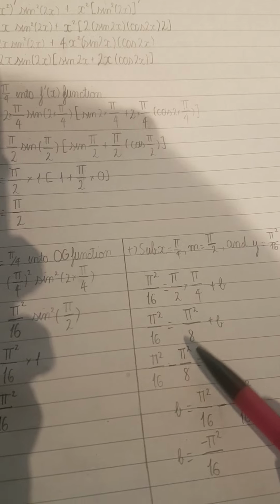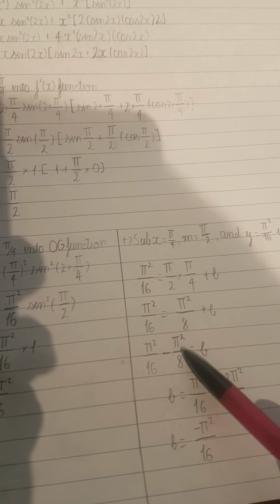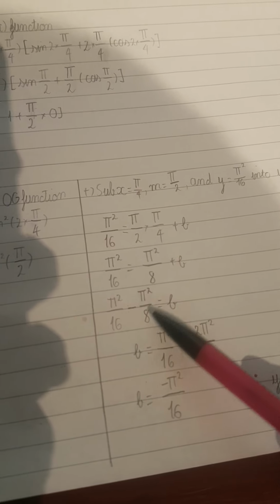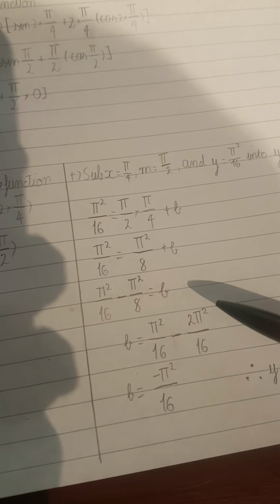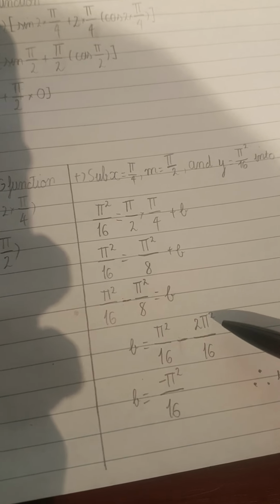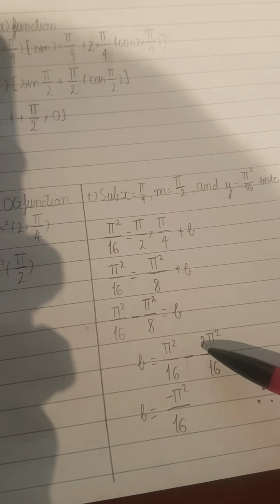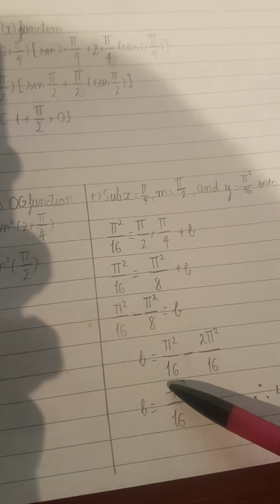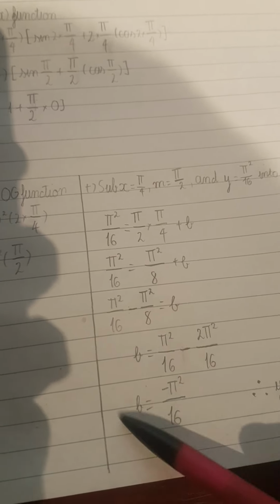So it will be negative pi squared over 8, and then we need to find the same denominator, and the same denominator will be 16. So I just need to multiply by 2 in both the numerator and denominator. So it will be 2 pi squared over 16, and pi squared minus 2 pi squared will be negative pi squared over 16. So here is the b value.